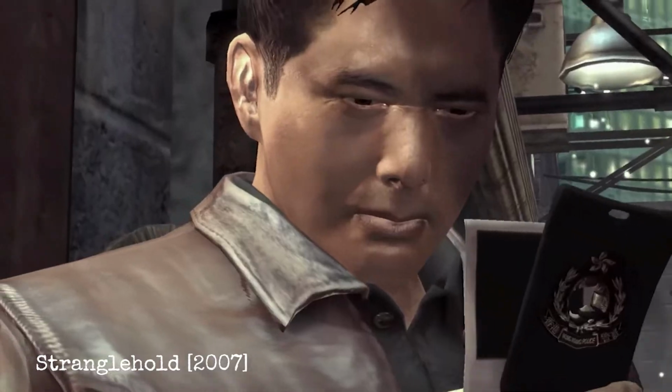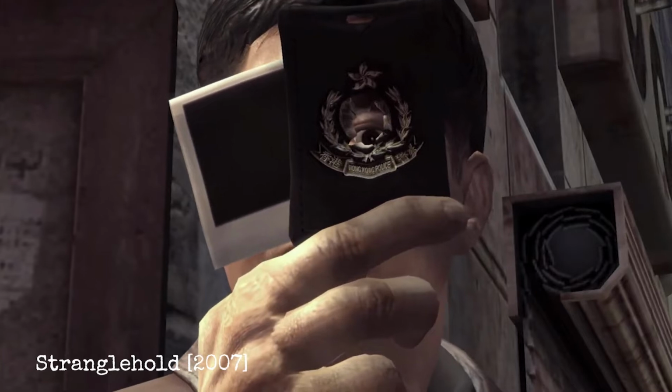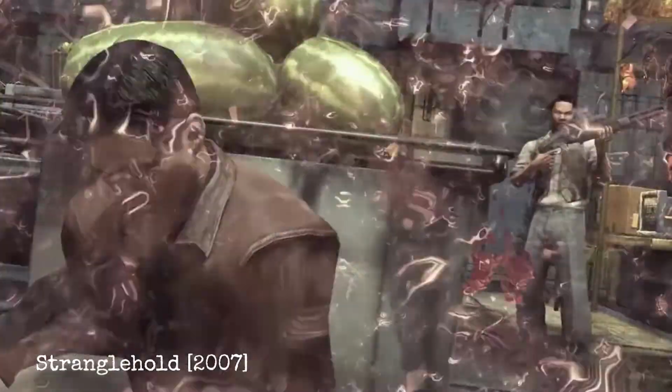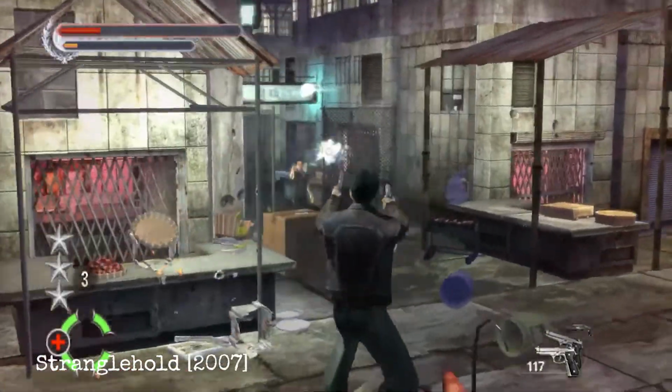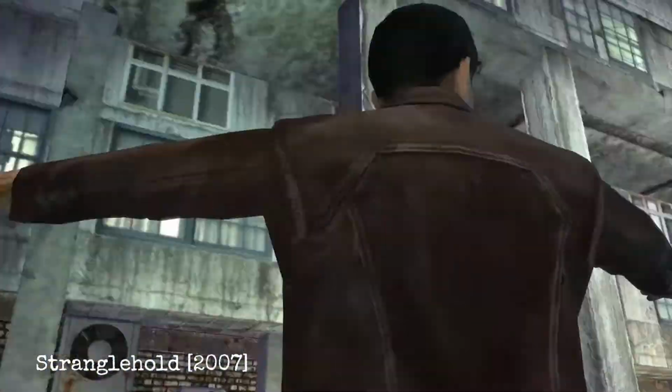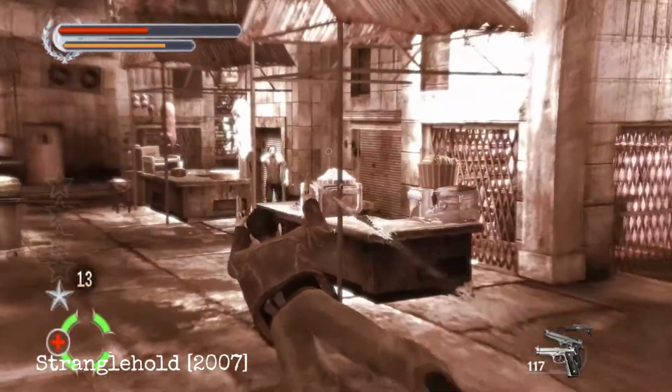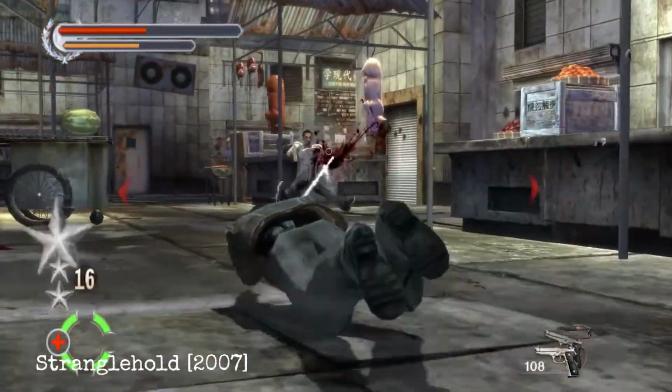John Woo himself would break into the video game space in 2007 with Stranglehold, a third-person action shooter set in Hong Kong, adapting his own cinematic bullet ballet style to an interactive form, using the mechanical foundations laid out by Max Payne. So, what's the point of all this?